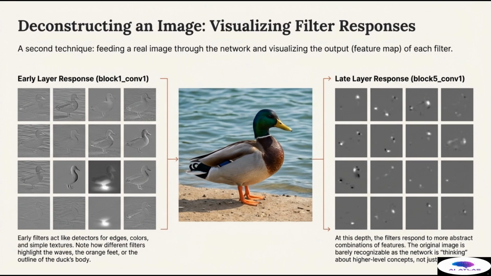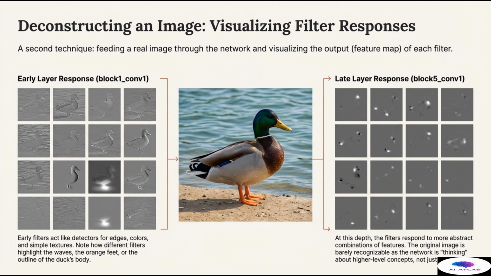Beyond optimizing images for maximum response, a second crucial technique for deconstructing the image is visualizing the feature maps. This involves feeding a real-world image, here, a mallard duck, through the network and examining the output, the feature map, of specific filters at different layers. This technique shows us how the network is currently processing the image.